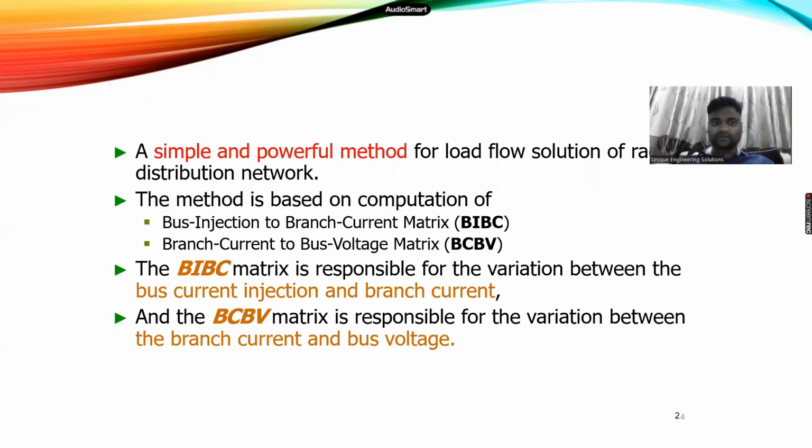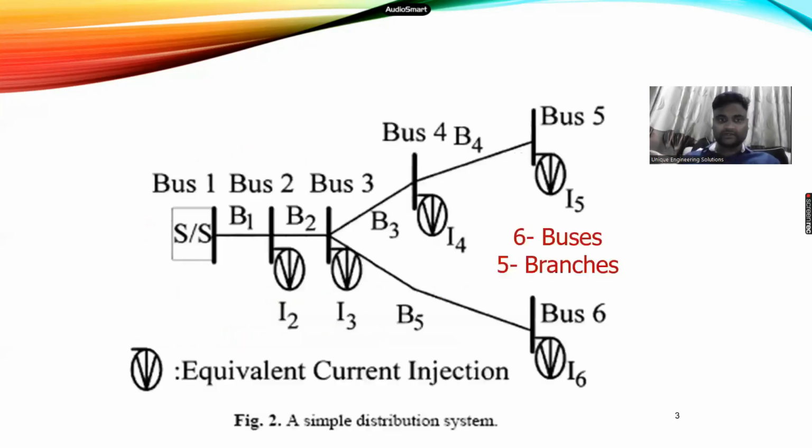In this method, I will be explaining the BIBC, that is the bus injection to branch current matrix, as well as the branch current to bus voltage matrix. Let's understand with an example. Here is the 6-bus system. So in the 6-bus system, there are 5 branches, as we know.